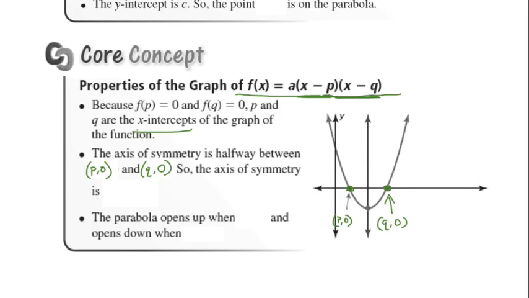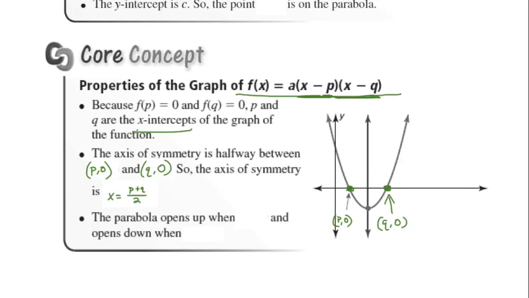So if you want a formula for that, which you're more than welcome to have, you can do x equals the average of them. Add them up, divide by 2. The middle point, p plus q divided by 2. If you ever want to know what is directly between two things, you average them. Add them up, divide by 2. Alright? Even if it was a negative. Let's say even if p was over here instead of over there, you still add them up, divide by 2, you'll find the middle.